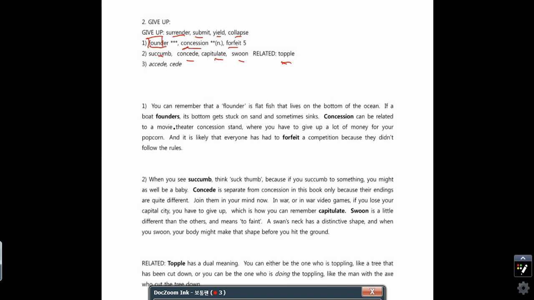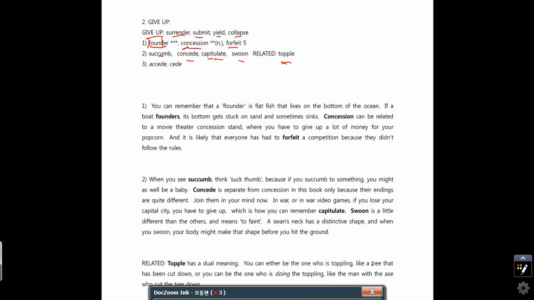Succumb sounds kind of like suck thumb, and so if you're a baby, you suck your thumb and you give up. Concede and concession, we already tied together. Capitulate, you can think of the capital city, so that if you lose your capital city, you have given up the war, and that's how you can connect capitulate. And then swoon kind of sounds like what it is, swoon, and whoa, like you're toppling, like you're going to fall over, like you have a wound.